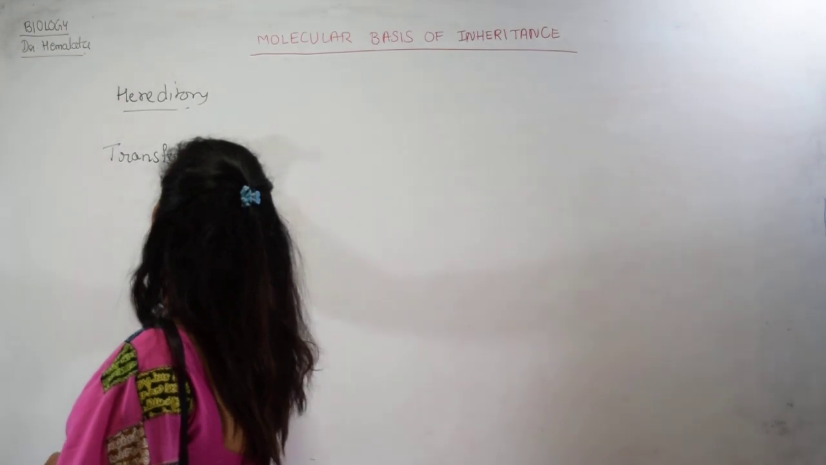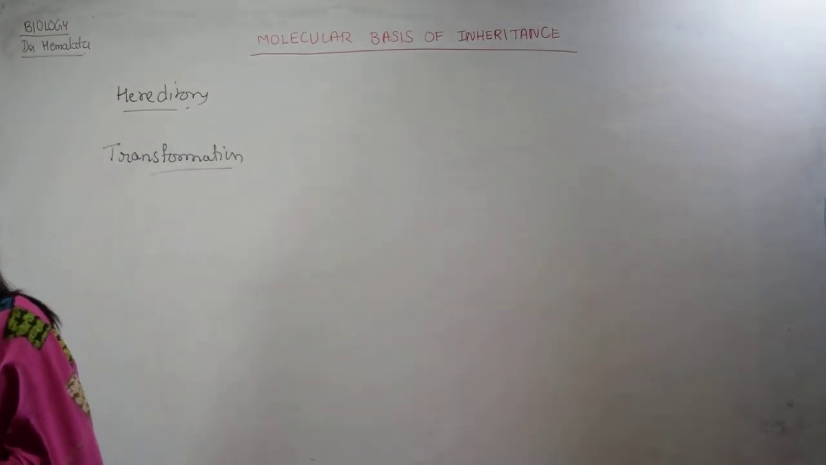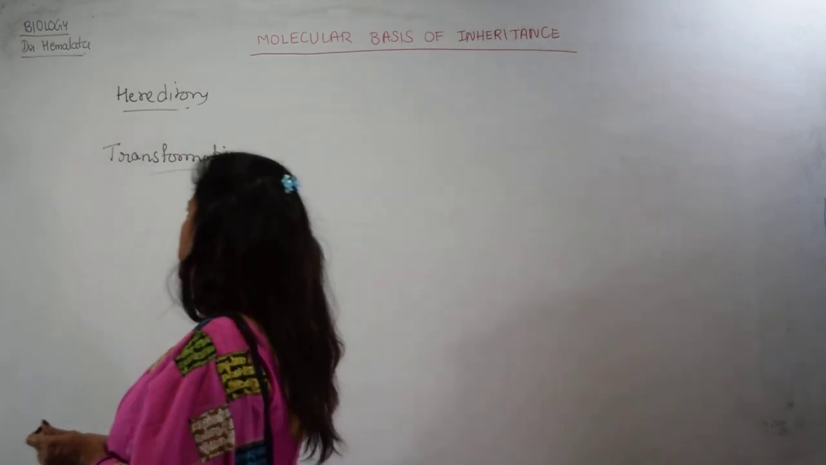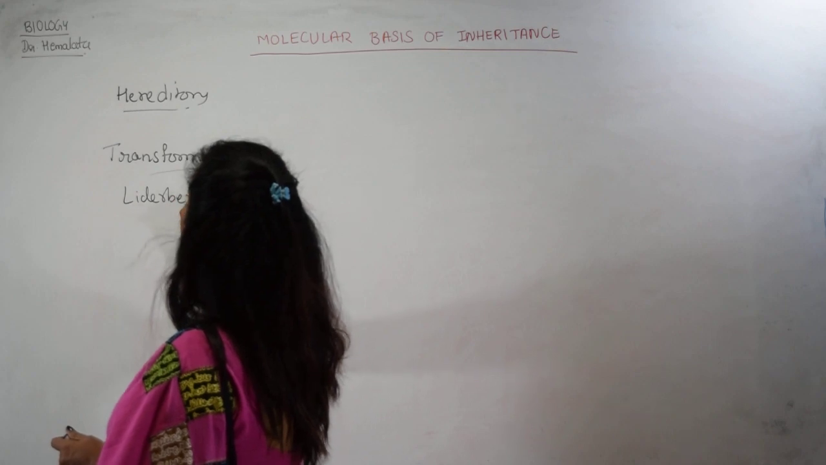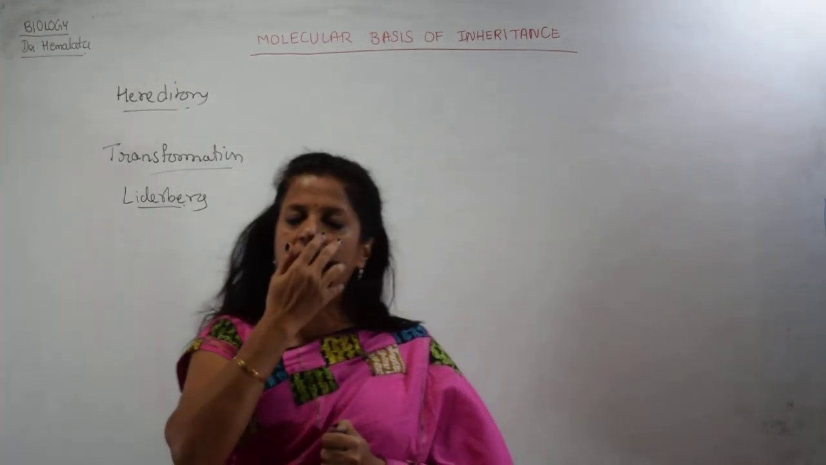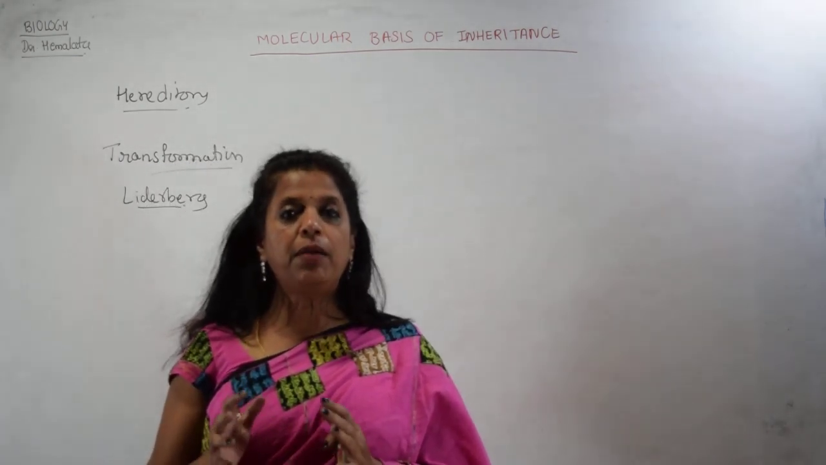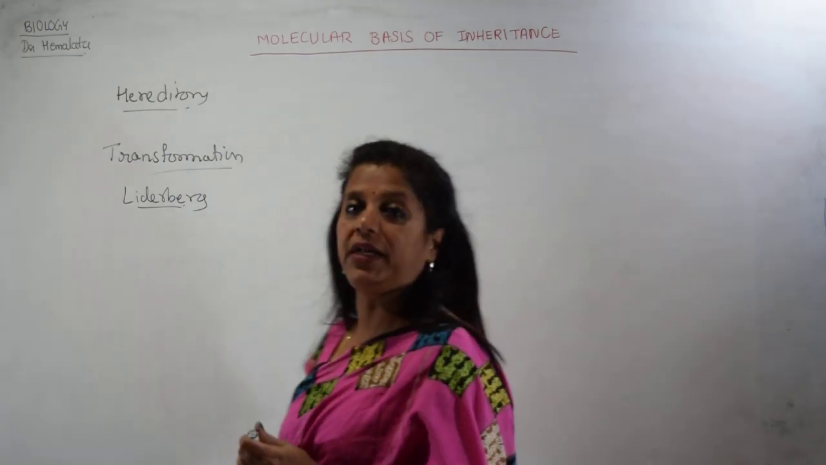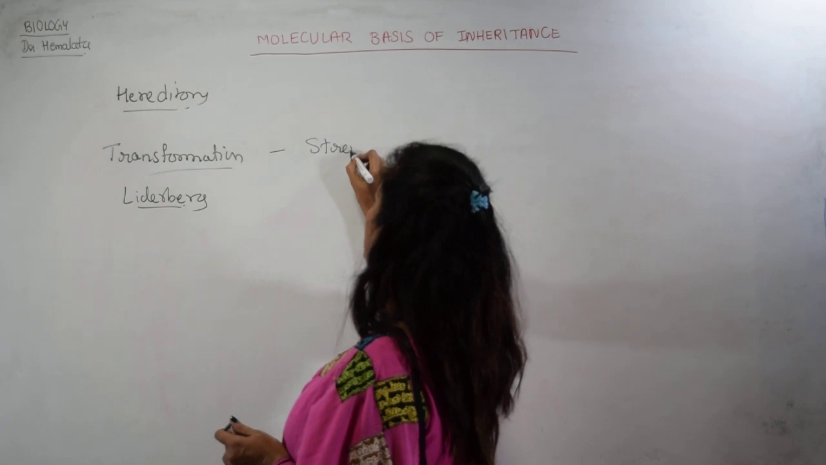So transformation experiments were conducted by the scientist Griffith. Scientist Griffith conducted certain experiments where he identified that something is transferring. Suddenly he found something like magic. He was working on one of the bacteria that cause pneumonia, that is Streptococcus pneumoniae.